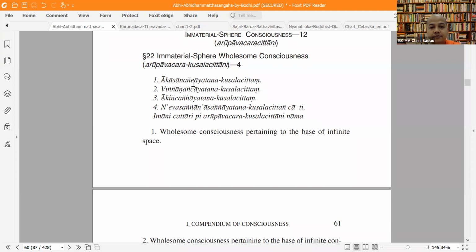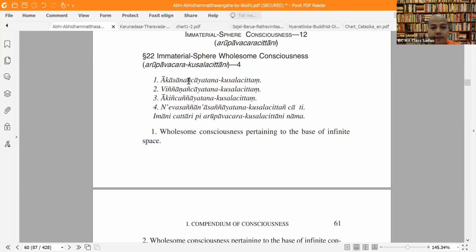Akasanancayatana, infinite space. Ayatana means the sphere or base of infinite space. The sphere of infinite consciousness, the sphere of nothingness, and the sphere of neither perception nor non-perception. The object of this meditation is different.